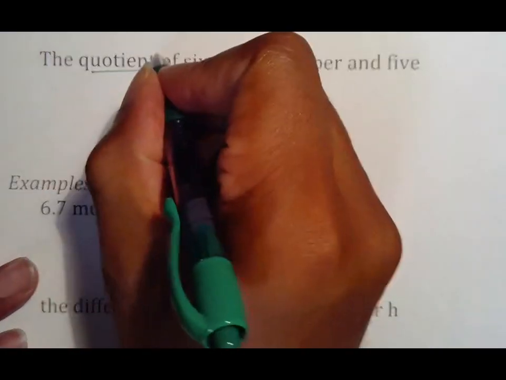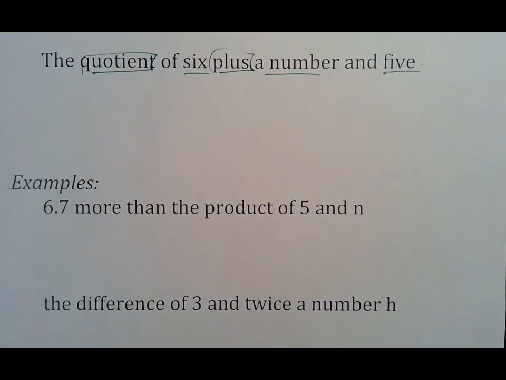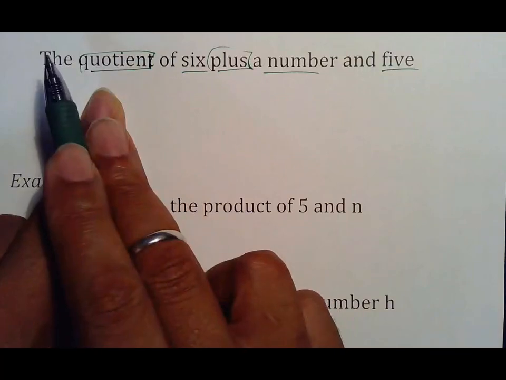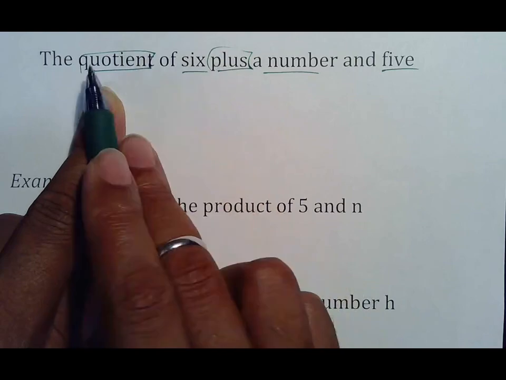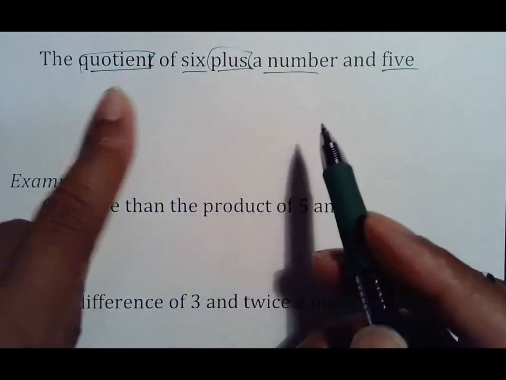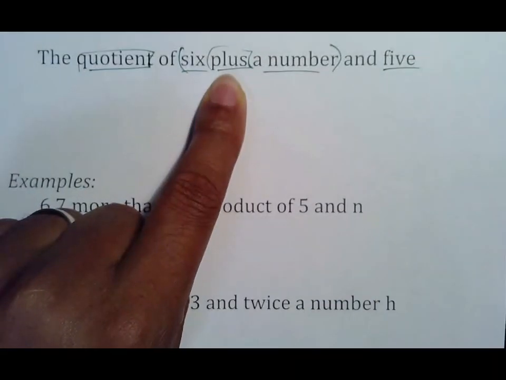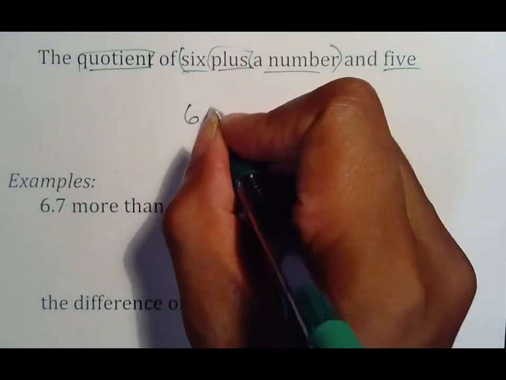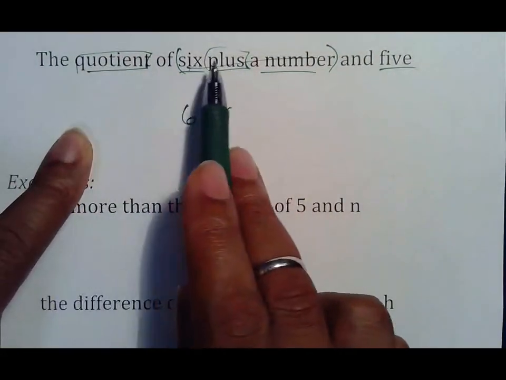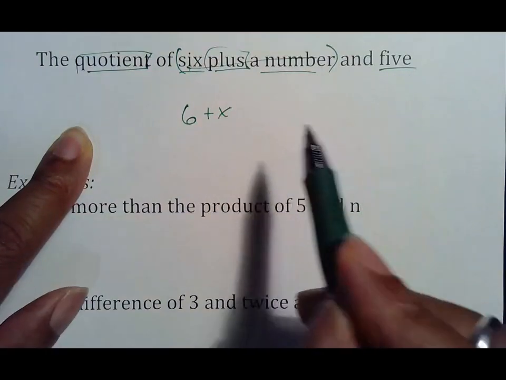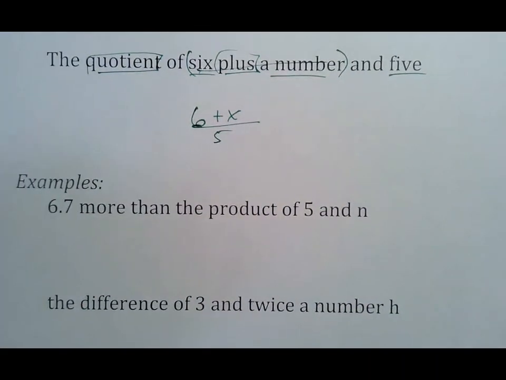Here, quotient, 6 plus a number and 5. Again, if quotient was first and you read this phrase, the quotient of 6 plus... there shouldn't be a sign in my quotient, so what I'm going to do is look at plus. My plus phrase would be 6 plus a number, which is 6 plus x. Now, if I turn that into its own phrase, the quotient of this and 5 means it's going to be a fraction with this on top and 5 on the bottom.